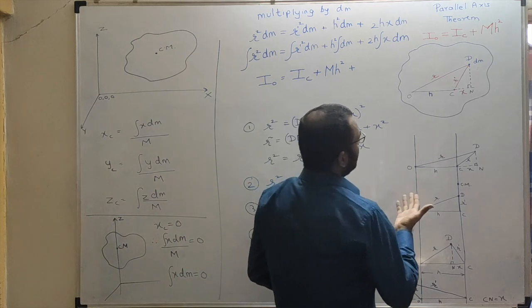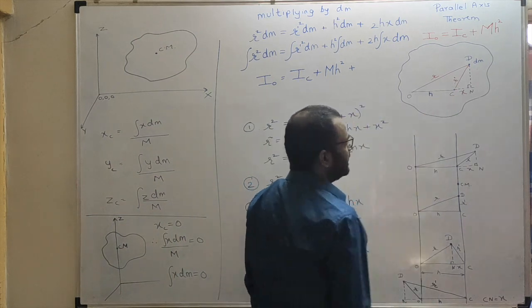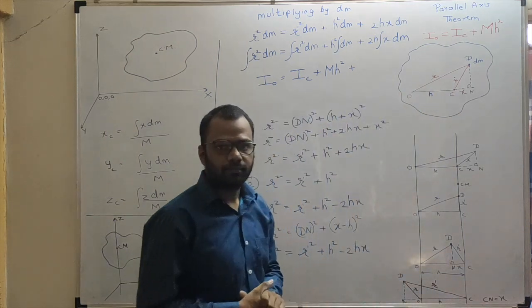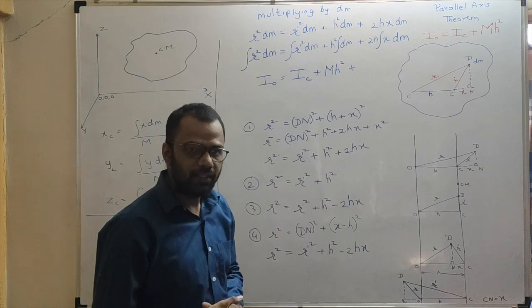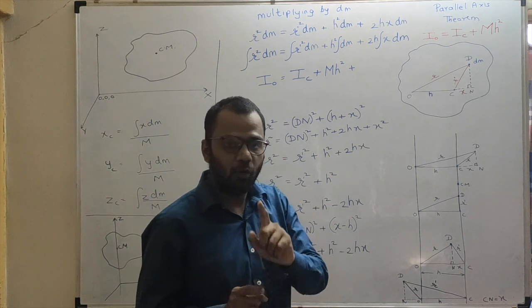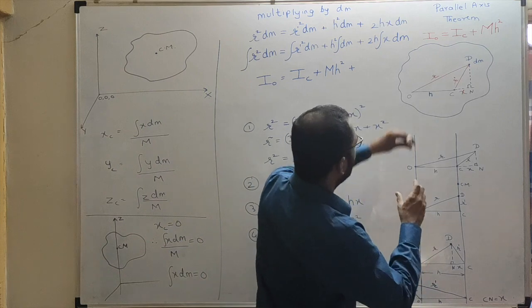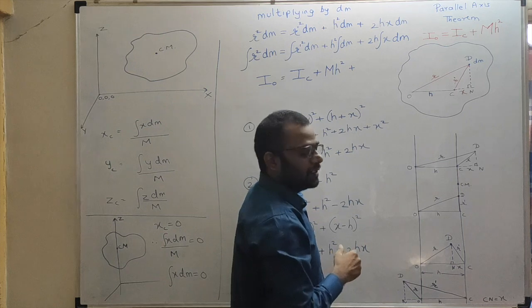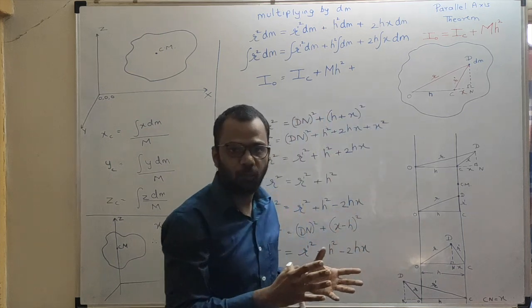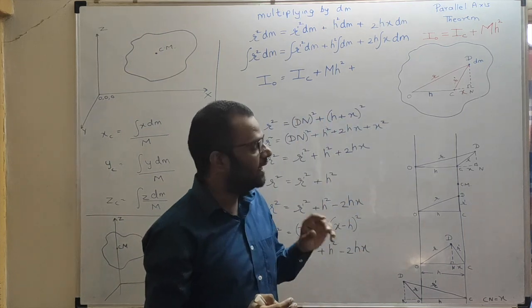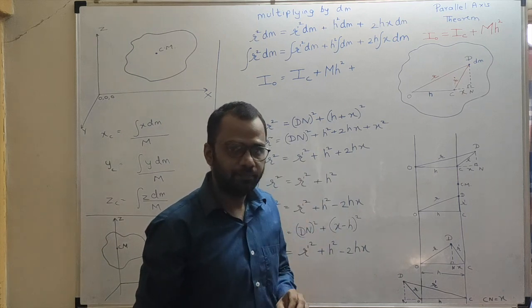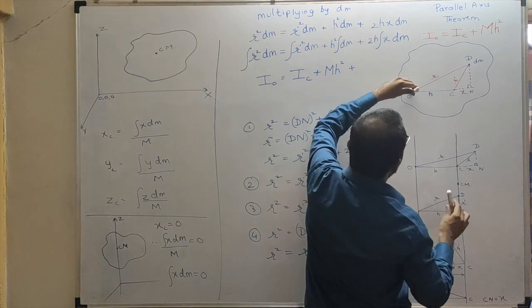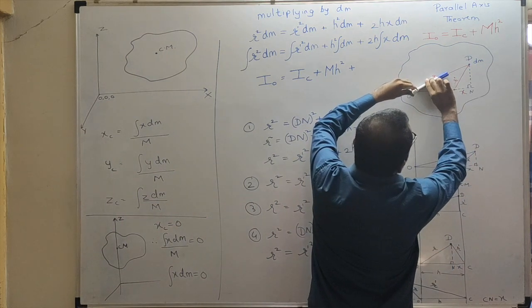Now we want a relation between IO and IC, right? So basically we want a relation between R and R dash. Once again, to find out the moment of inertia about point O, what we have to do? This was one of the particles of mass dm. Since we are going to consider it to be a homogeneous body, with constant density everywhere, each and every particle will have the mass dm. And R is the perpendicular distance of this particle from this axis.